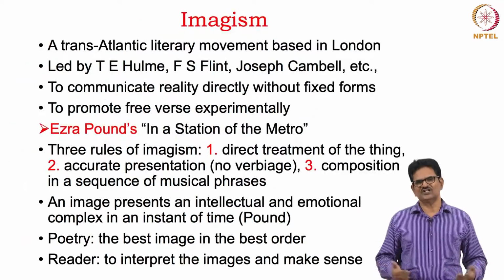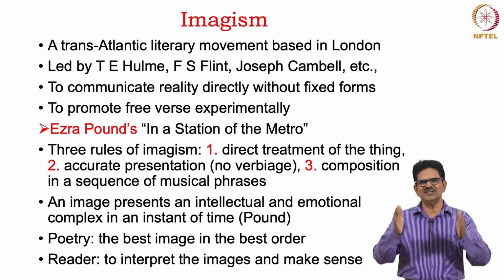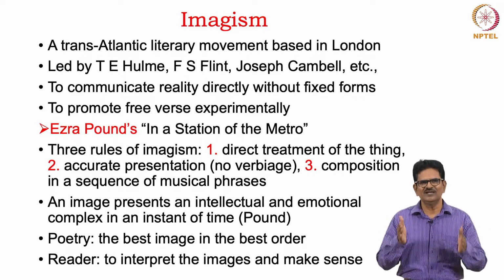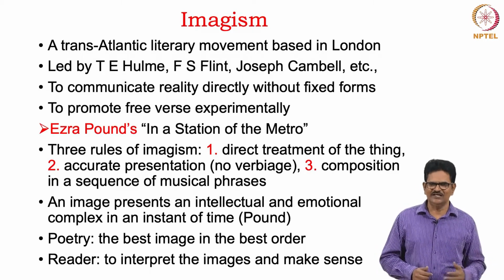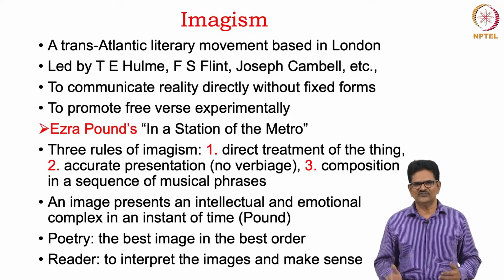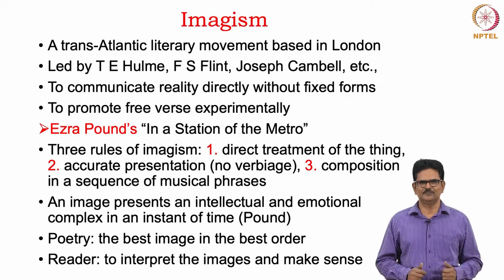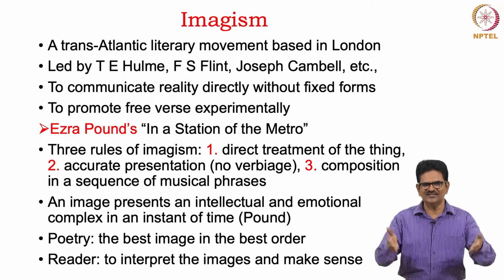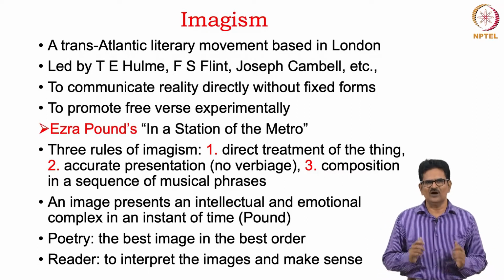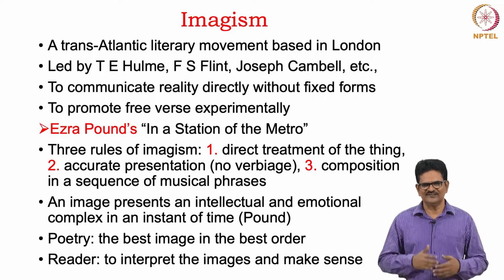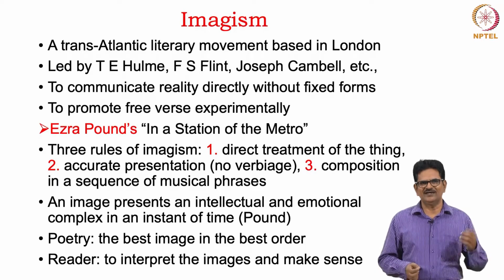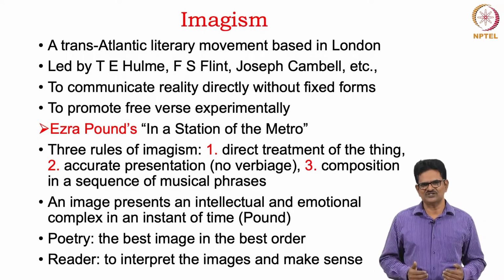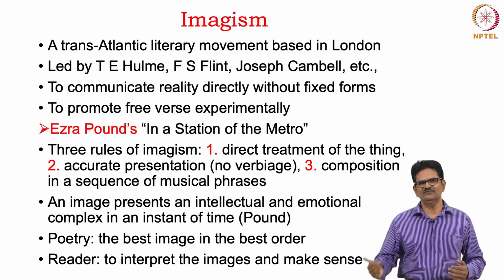A remarkable feature of modernist poetry is this concentration on image, which came to be called Imagism. It is a transatlantic literary movement based in London. It was led by writers like T. E. Hulme, F. S. Flint, Joseph Campbell and many others. The main aim of this Imagist movement was to communicate reality directly without fixed forms. They also attempted to promote free verse experimentally. The best example for Imagism is the poem by Ezra Pound called In a Station of the Metro, just a 2-line poem. We will see that when we come to Ezra Pound.